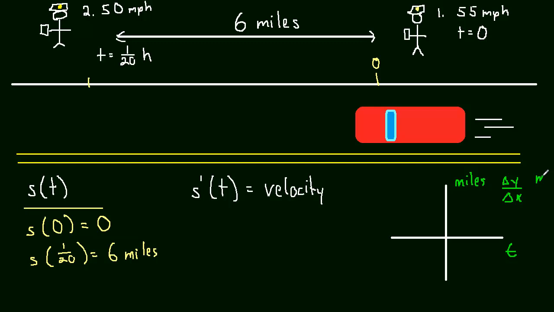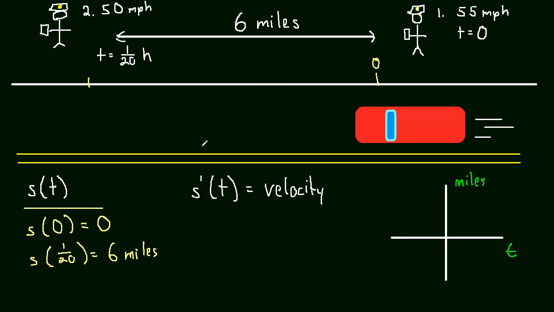And that is miles, oops, I'm running out of real estate here, but change in y over change in x for position versus time is just miles per hour, which of course we know is velocity. That's how fast he's going. So the derivative of position is velocity, and hopefully that makes sense to you. So keeping that in mind, let's run with this idea of this position function.